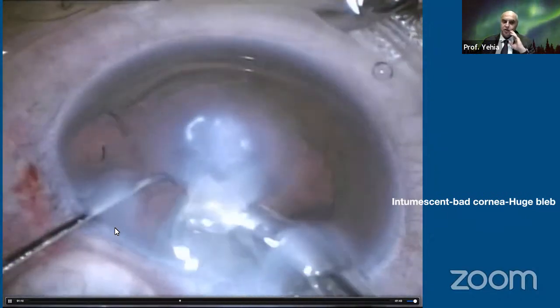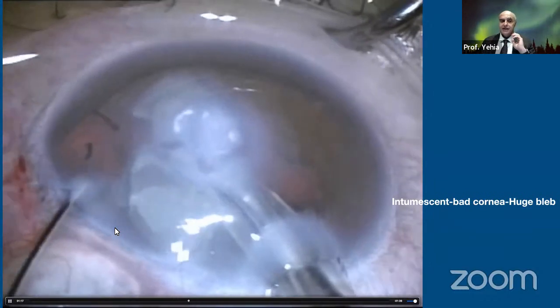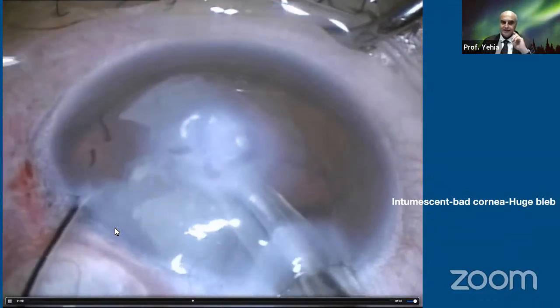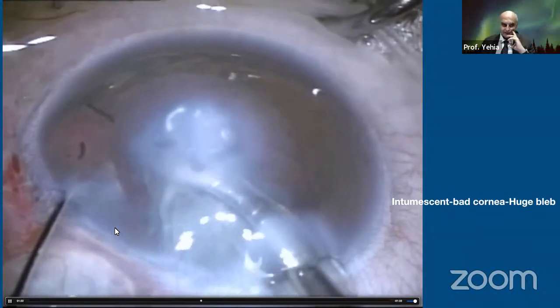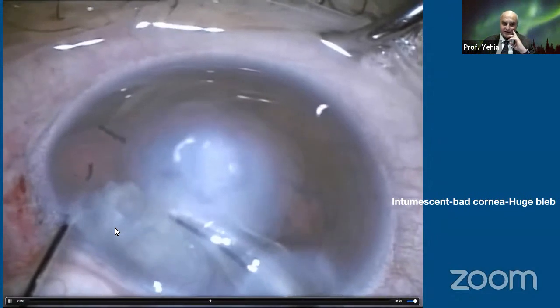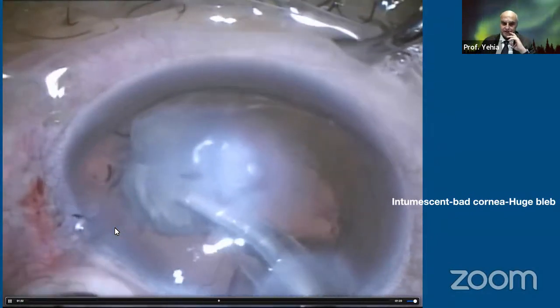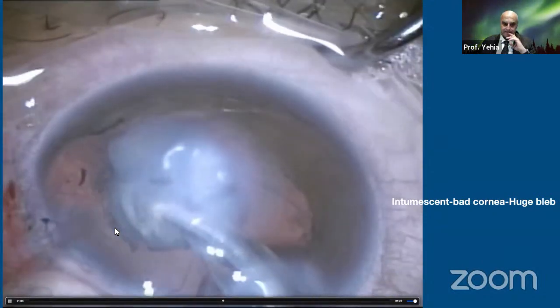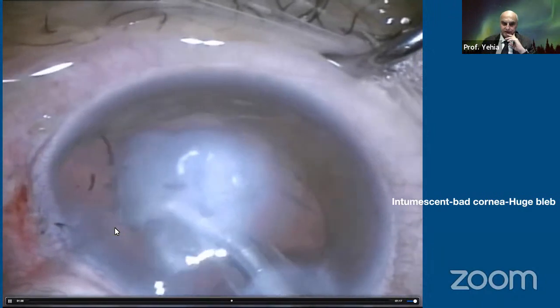And here I'm using only vacuum. And you see the left hand essentially will help to manipulate the nucleus if needed. Don't use any ultrasound in this area. The bad visualization is making everything more difficult.